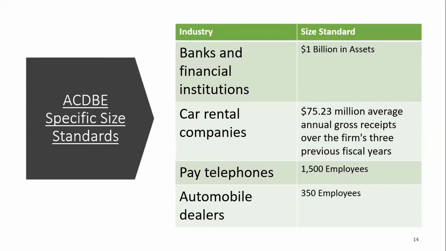For the ACDBE specific size standards, banks and financial institutions have a size standard of 1 billion in assets. Car rental companies, 75.23 million average annual gross receipts over the firm's 3 previous fiscal years. Payphones are based on employees, 1,500 employees for payphones, and automobile dealers at 350 employees.